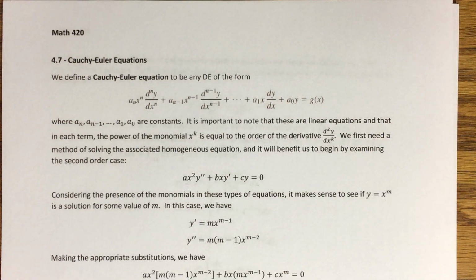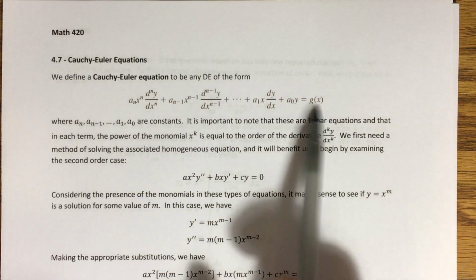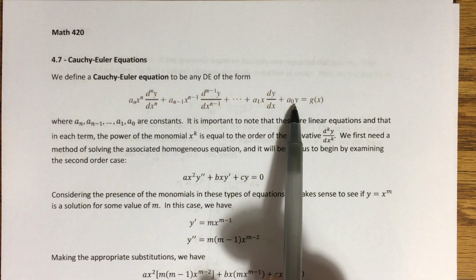Okay, so we're in 4.7 now, and we're looking at Cauchy-Euler equations. Cauchy-Euler equations are linear differential equations that have a very, very specific form. We put very specific requirements on the coefficients of this type of linear equation. So let's start with the definition. This is the general definition of a Cauchy-Euler equation.